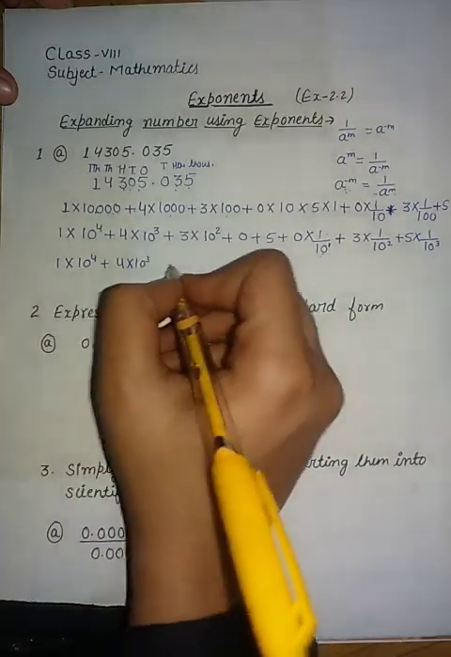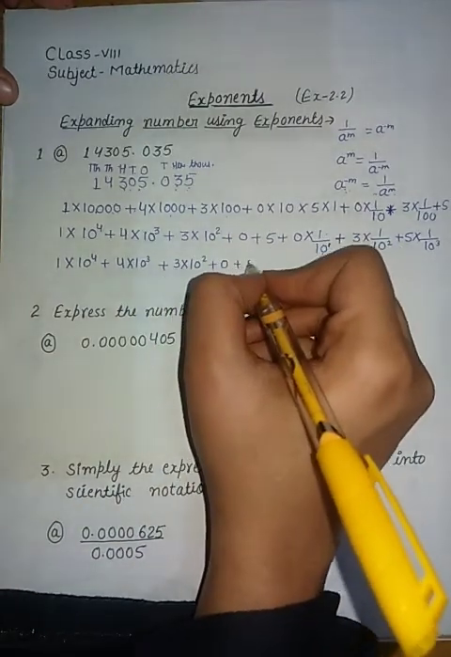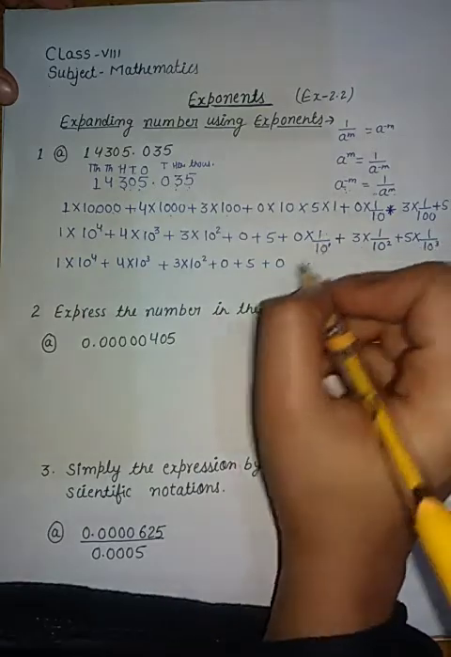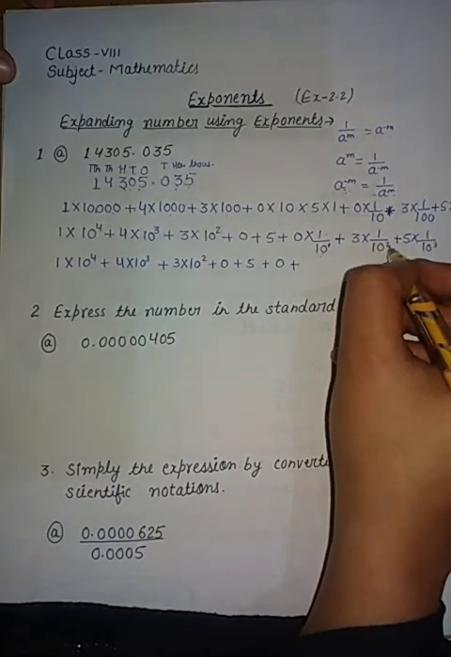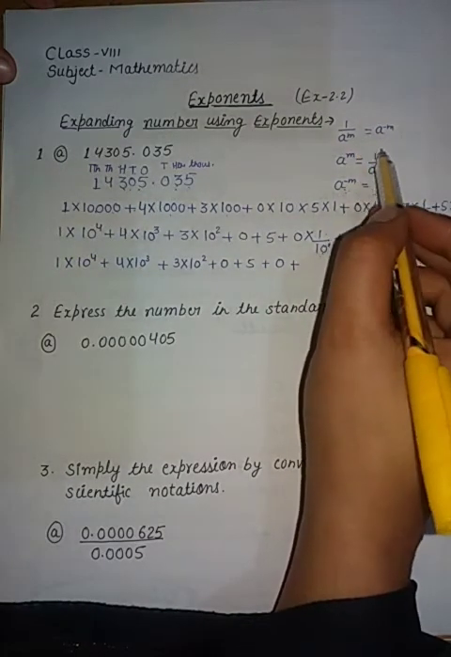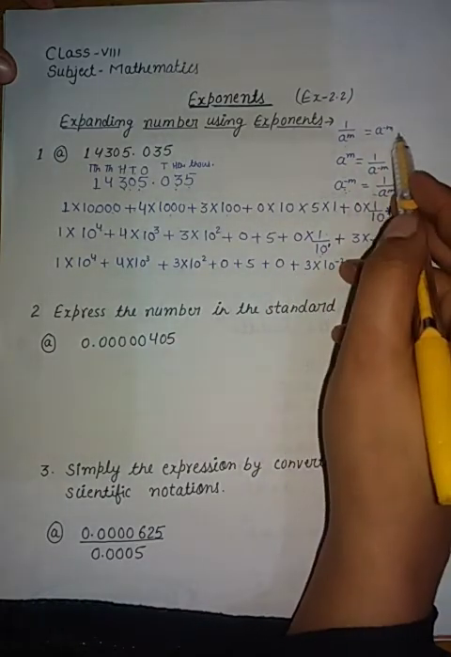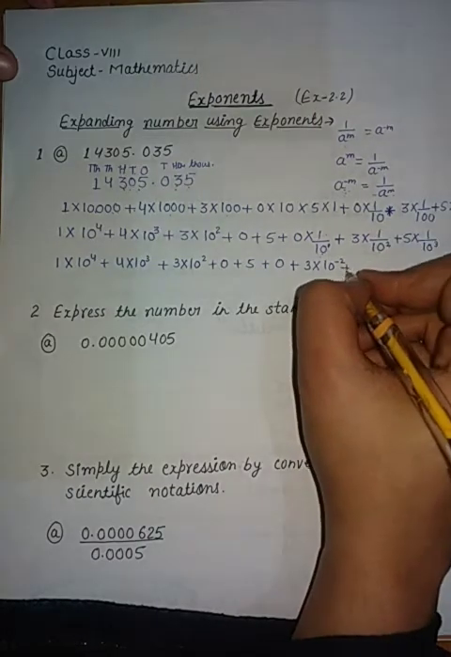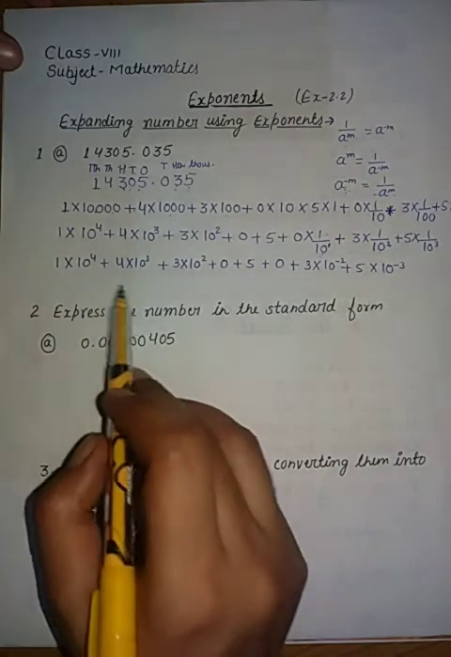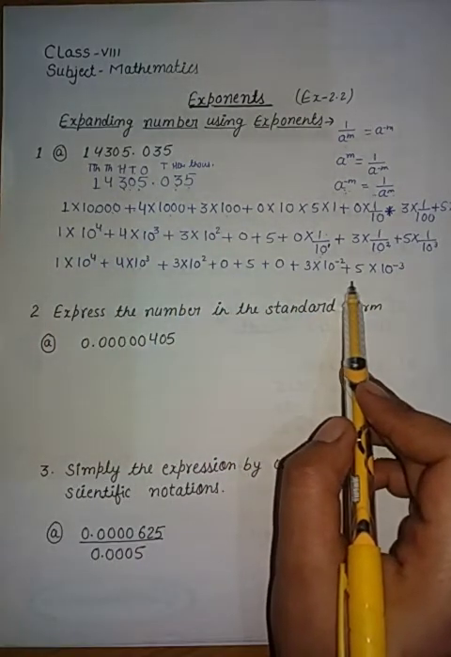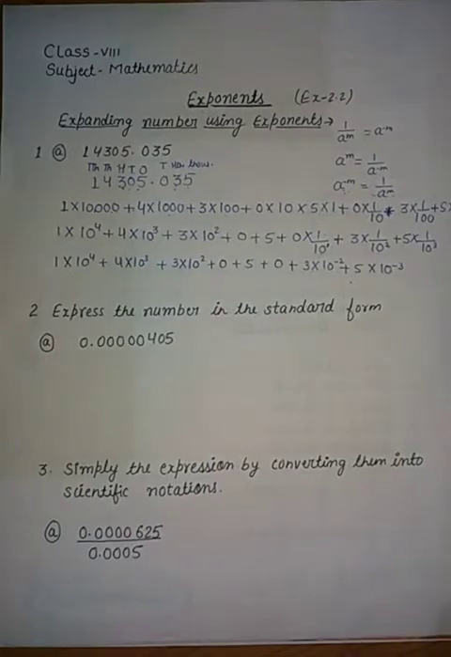plus 4 multiplied by 10 to the power 3, plus 3 multiplied by 10 to the power 2, plus 0, plus 5, plus 0 multiplied by 1 upon 10, which will be 0. Plus 3 multiplied by 1 upon 10 raised to the power 2, I can write with the help of this law as 3 multiplied by 10 raised to the power minus 2. Plus 5 multiplied by 10 raised to the power minus 3. So this is the expanded form in exponential form. You can expand any number with the help of exponents.